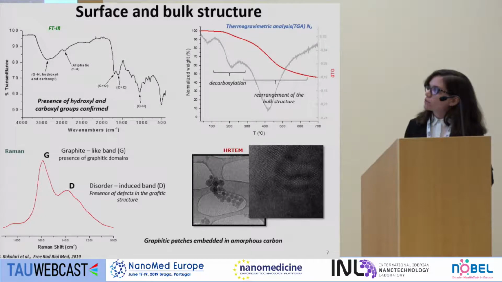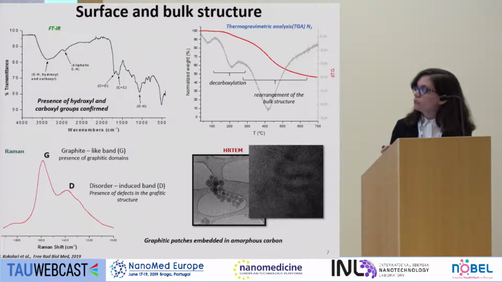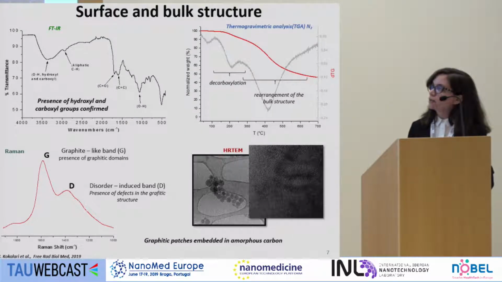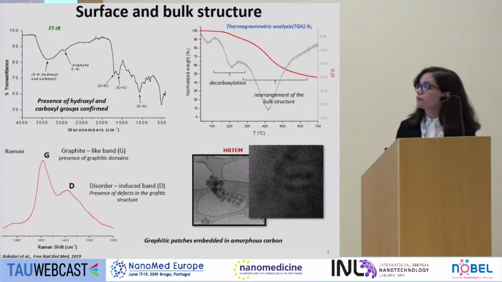The bulk structure was characterized by Raman spectroscopy. The spectrum is characteristic of carbonaceous material with these two bands, which are characteristic. The G band is characteristic of the presence of graphitic domains, and the D band is characteristic of the presence of defects in the graphitic structure.